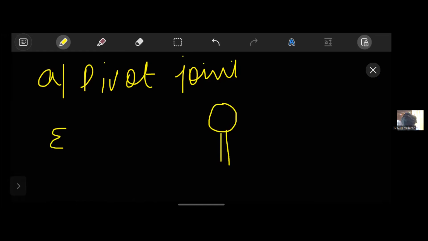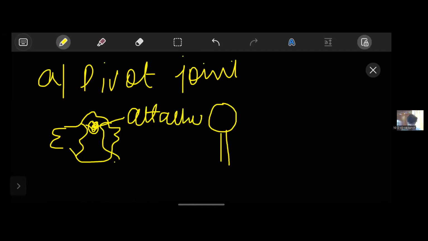It looks something like this. Then there is a circle. Here the skull is attached, and it moves in a to and fro axis. How am I able to move this? Because of a pivot joint.